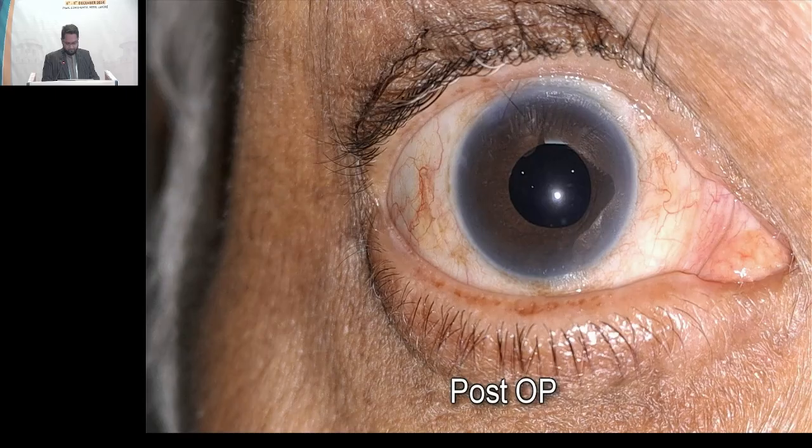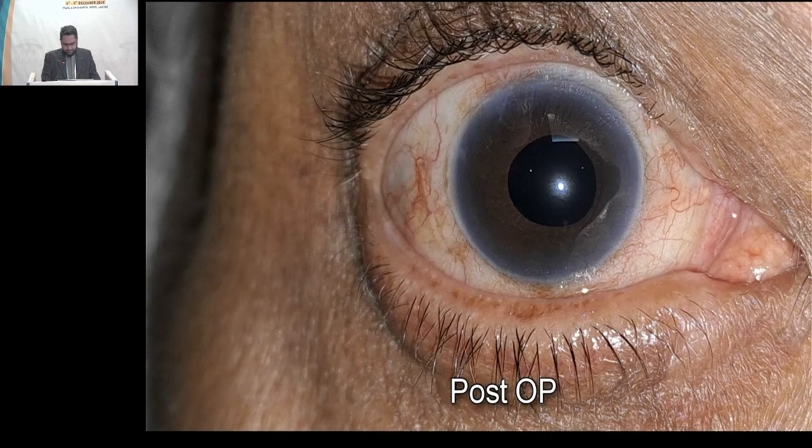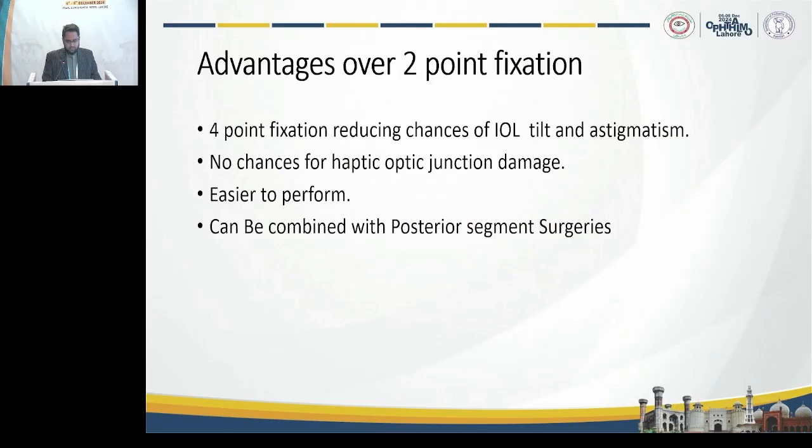Post-operatively, the lens is central and the patient has 6/9 vision unaided. So this is 6/9 vision unaided for this patient. And now coming to the advantages over 2-point fixation, very beautifully explained by Dr. Junaid. But here, the advantage is that it reduces the chance of IOL tilt and astigmatism. So final induced astigmatism is very less. And there are no chances of haptic optic junction damage.